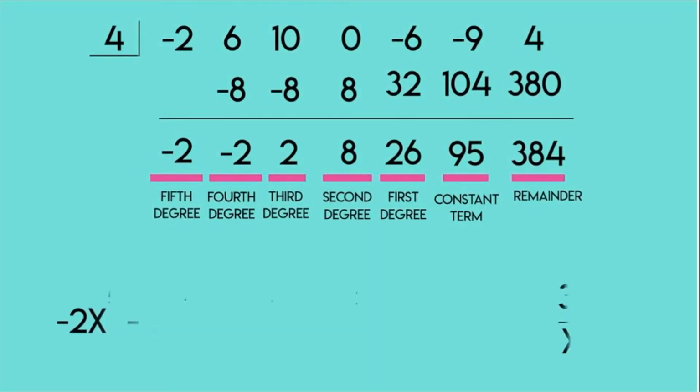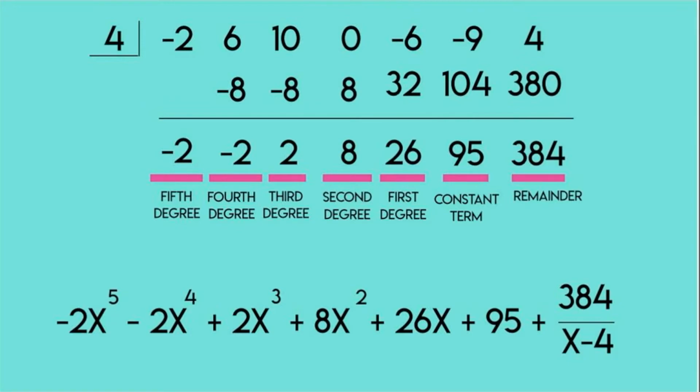In conclusion, our answer will be negative 2x raised to 5 minus 2x raised to 4 plus 2x raised to 3 plus 8x raised to 2 plus 26x plus 95 plus 384 over x minus 4.